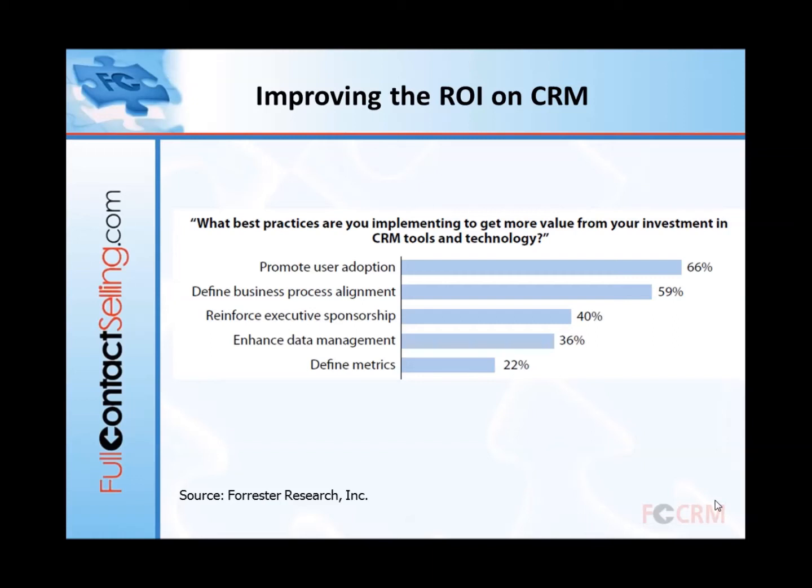Number one, if you want to get your ROI out of CRM, you have to promote user adoption. They've got to use it, they've got to like to use it, and the sales teams have to understand what's in it for them. You have to define your business processes and make sure they align with what's going on in CRM or any technology that your sales team will be using.